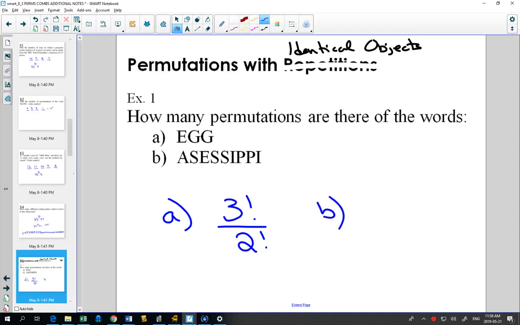And in B, if you did Mississippi, count all the letters: 1, 2, 3, 4, 5, 6, 7, 8, 9. But we have 3 S's, so 3 factorial, 2 P's, so we divide by 2 factorial, 2 I's, divide by 2 factorial. We only have 1 E. If you wanted to, you could divide by 1 factorial, but 1 factorial is just equal to 1, so it's not necessary to put in there.